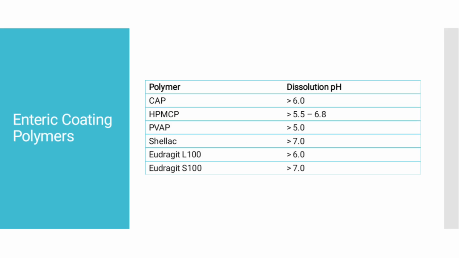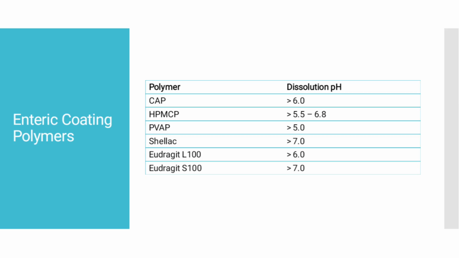Moving to next slide. Enteric coating polymers. So students, enteric coating protects the drug from gastric acid, right? And these polymers dissolve at a particular pH. So starting with the first one, CAP, that is cellulose acetate phthalate, it dissolves above pH 6. Then HPMCP dissolves at about pH 5.5 to 6.8.